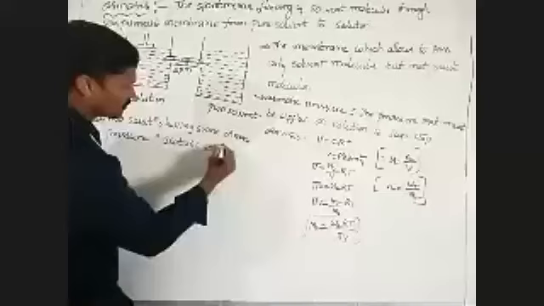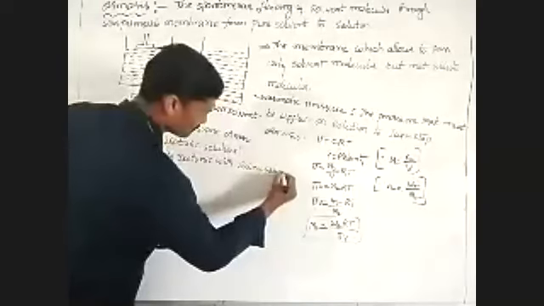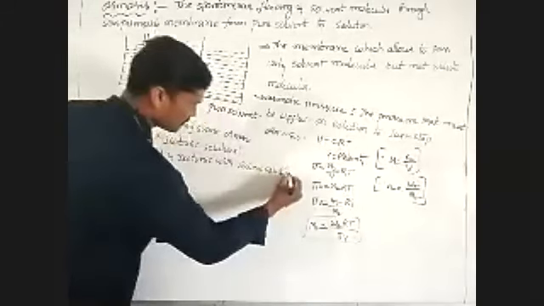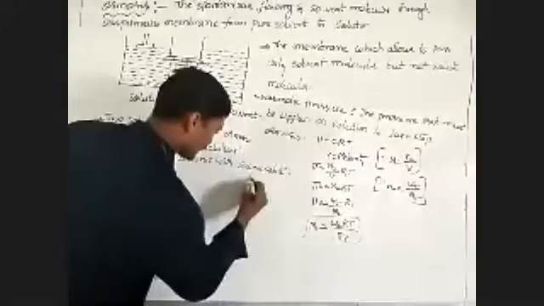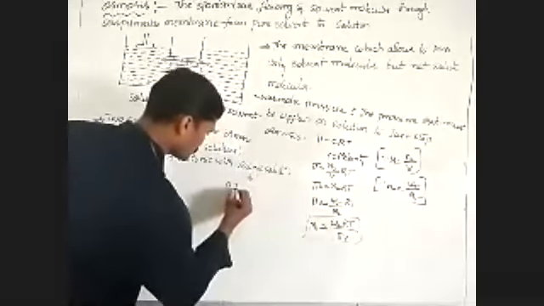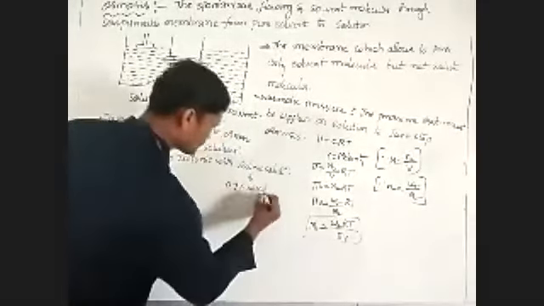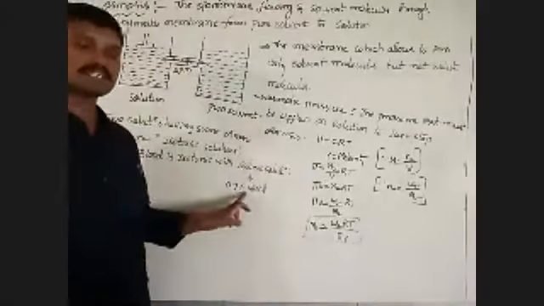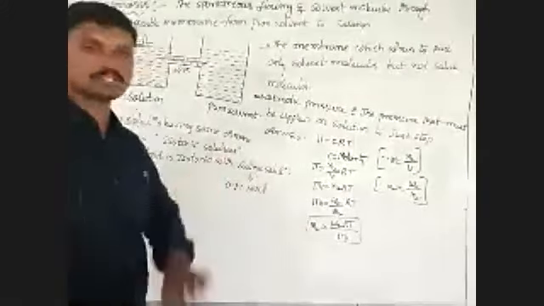Example, blood is isotonic with saline solution. Saline solution means 0.9% NaCl solution. 0.9% NaCl solution is called saline solution.